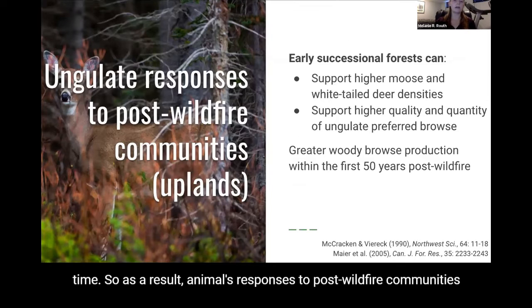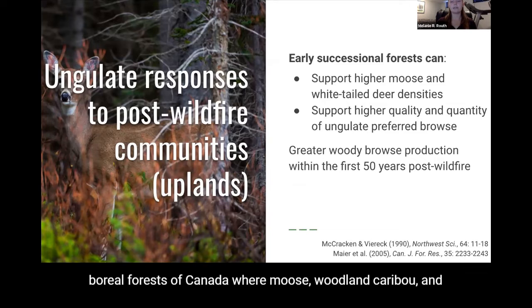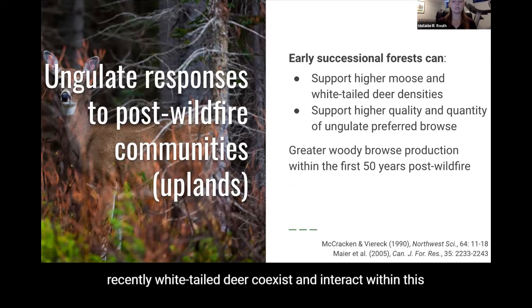So as a result, animals' responses to post-wildfire communities differ as a consequence of either enhanced food resources, reduced predation risk, modified microclimate, or reduced habitat complexity. And this is especially true in the northwestern boreal forests of Canada, where moose, woodland caribou, and recently white-tailed deer coexist and interact within this fire-dominated landscape.